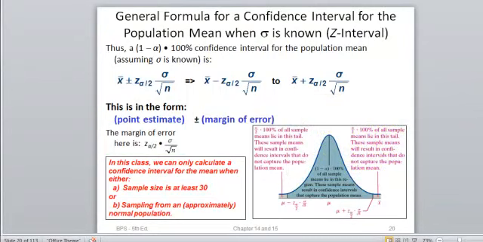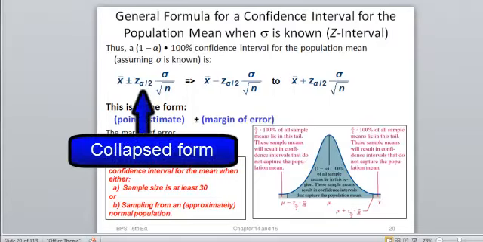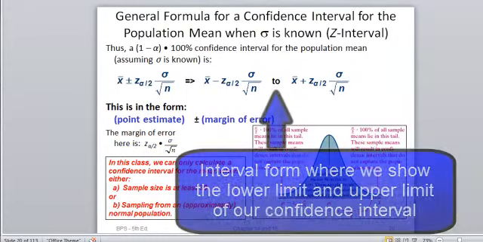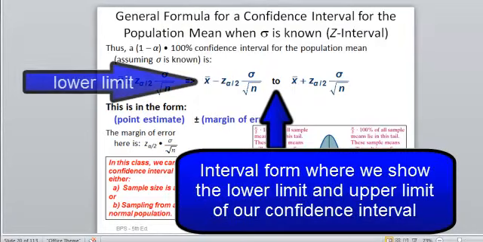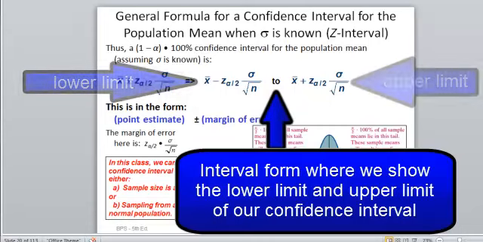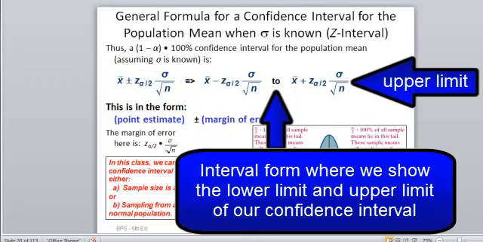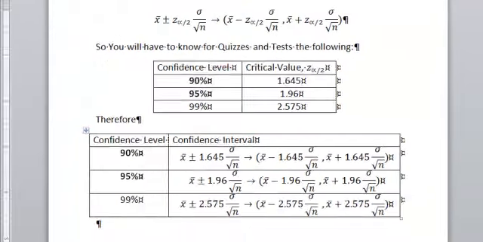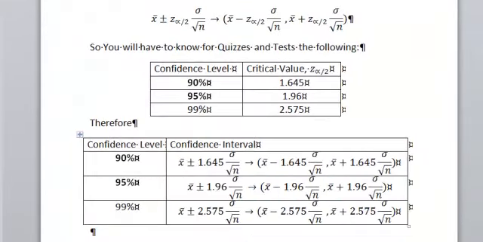Now, you see two different things here. You see our sample mean plus or minus our margin of error. That is the critical value times our standard error. That's the collapsed form, but if we actually want to look at the interval, to understand what the plus and minus means, it's just x bar minus our margin of error, and that would be our lower limit, and our upper limit would be x bar plus our margin of error. And that's what you're seeing here, the collapsed form and the interval form of our confidence interval, in this Word document.